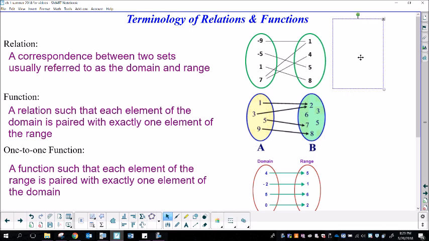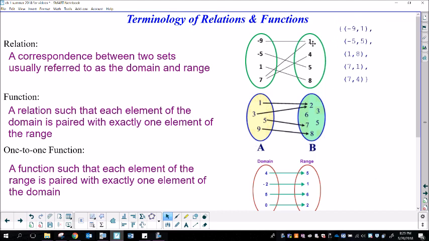If we look at the ordered pairs that are associated with this, we've got the points (-9, 1), (-5, 5), (1, 8), (7, 1), and (7, 4). So this is the correspondence between the two sets represented with the points.